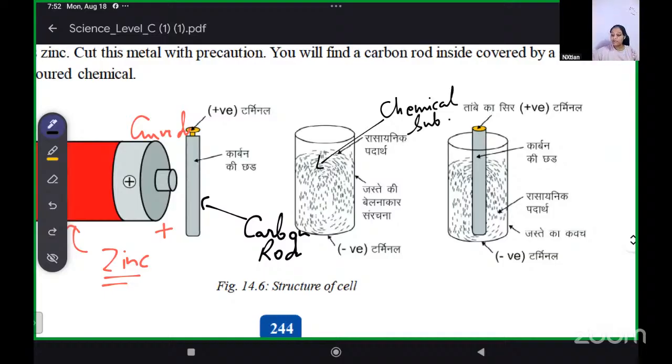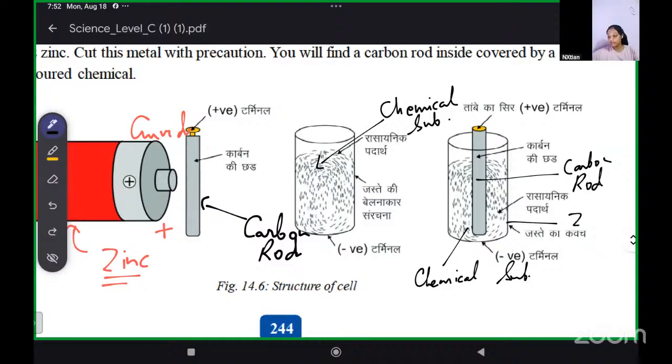This is a cylindrical body, the carbon rod, and this is the chemical substance. This side is the negative terminal, whereas this side is positive. This has got a top of zinc.